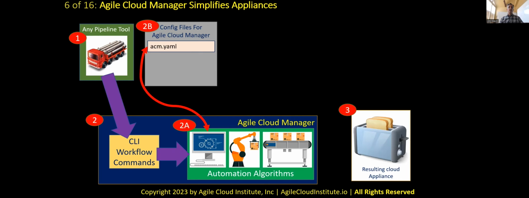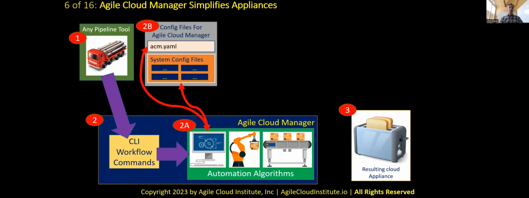At the highest level in the Agile Cloud Manager's configuration files is an appliance configuration file, which is called acm.yaml. It's a very short file that might have only a small number of lines of code, 2, 3, 5, 8 lines of code. And each line of code is nothing more than a reference to a system template. And then there is a system template for each of the systems that together comprise an appliance. We'll explain how all that works in subsequent short videos.